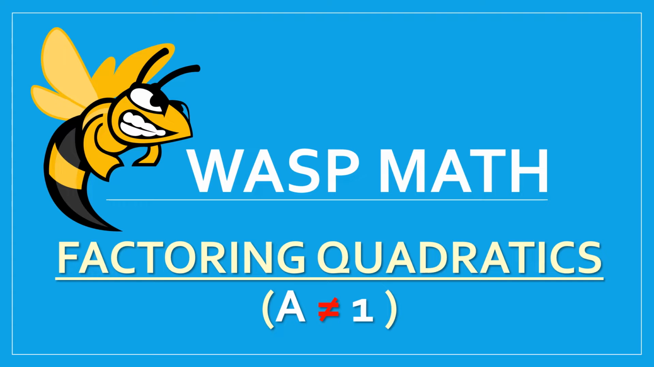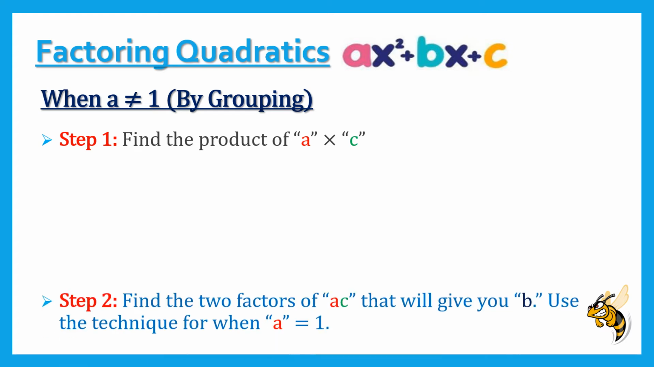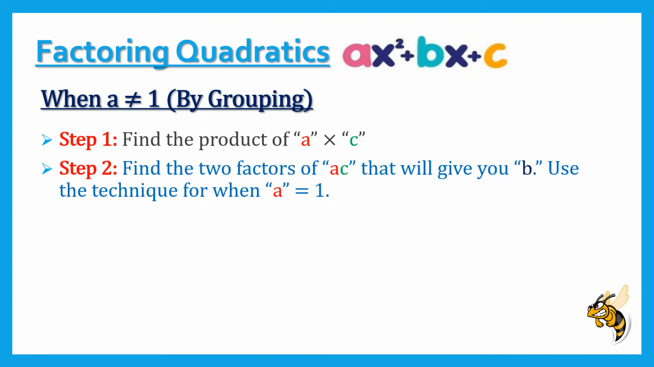This video will focus on factoring quadratics when a is not equal to 1. When a is not equal to 1, we are going to factor by grouping. Step 1, find the product of a times c. Step 2, find the two factors of a times c that will give you b using the technique for when a is equal to 1.